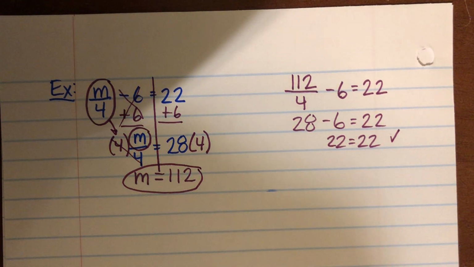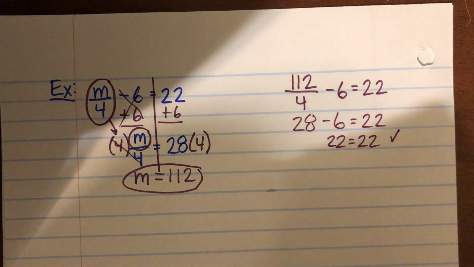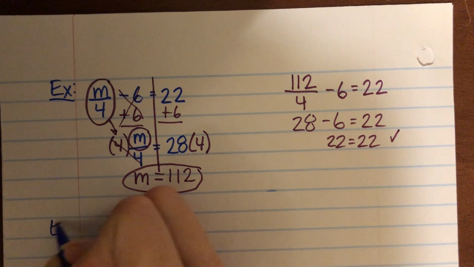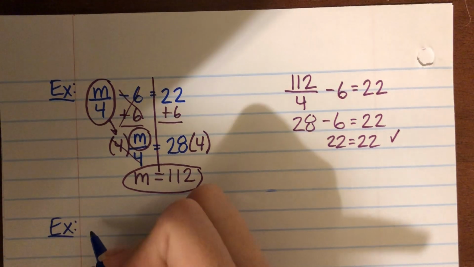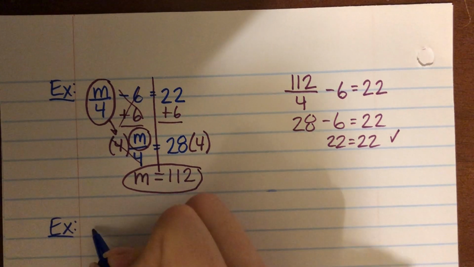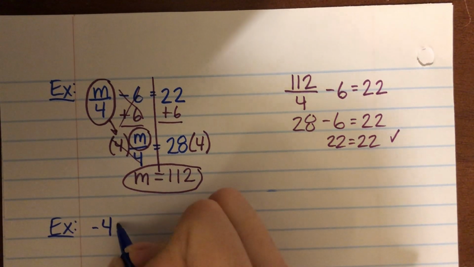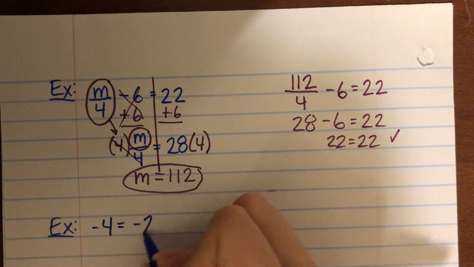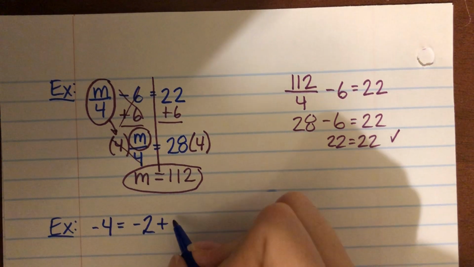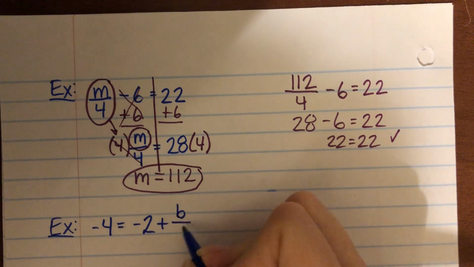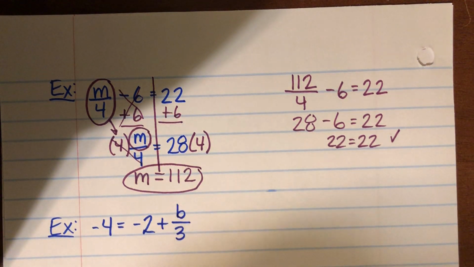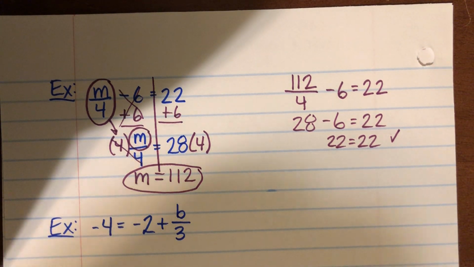Let's take a look at another example. And then I'll have you practice one, and then I will write the steps down, and we'll call it good. So let's do negative 4 is equal to negative 2 plus b over 3. Kind of looks like a 6, but it is a b.